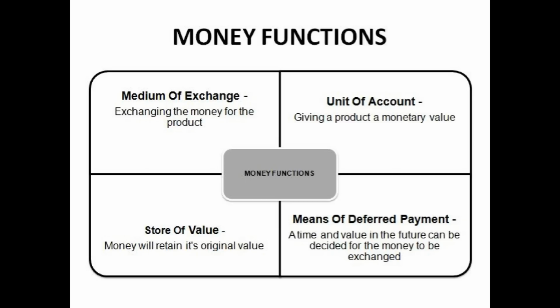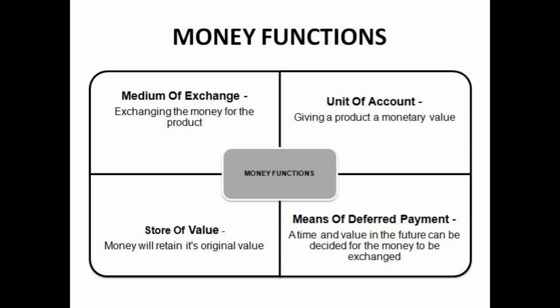Store of value: money will supposedly retain its original value over time. Obviously there's inflation and stuff to take into account, but money tends to be a reliable way of keeping value, whereas say an orange isn't going to keep its value over time. It's probably going to rot or be eaten.